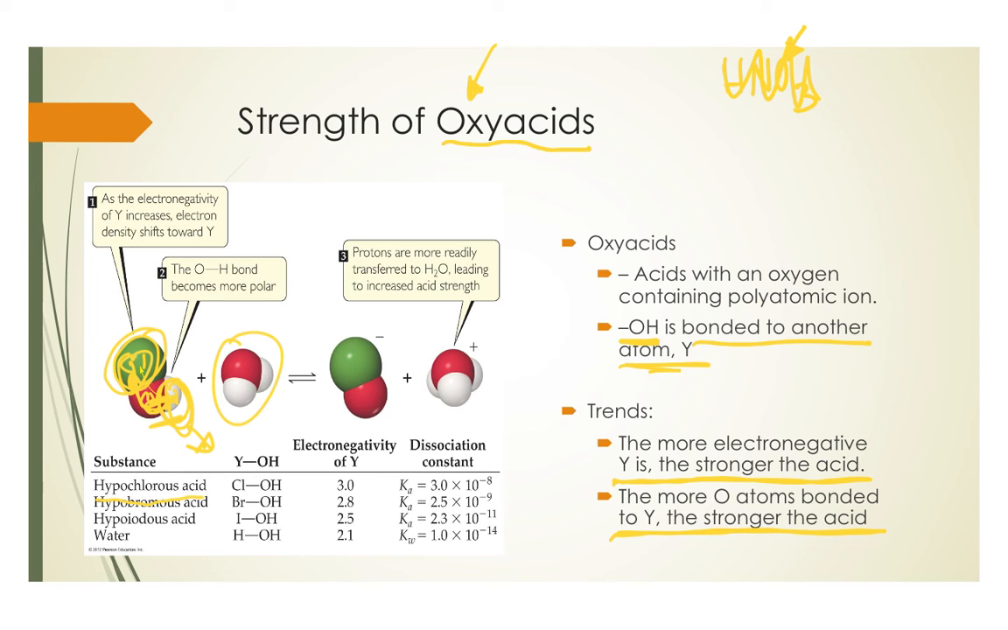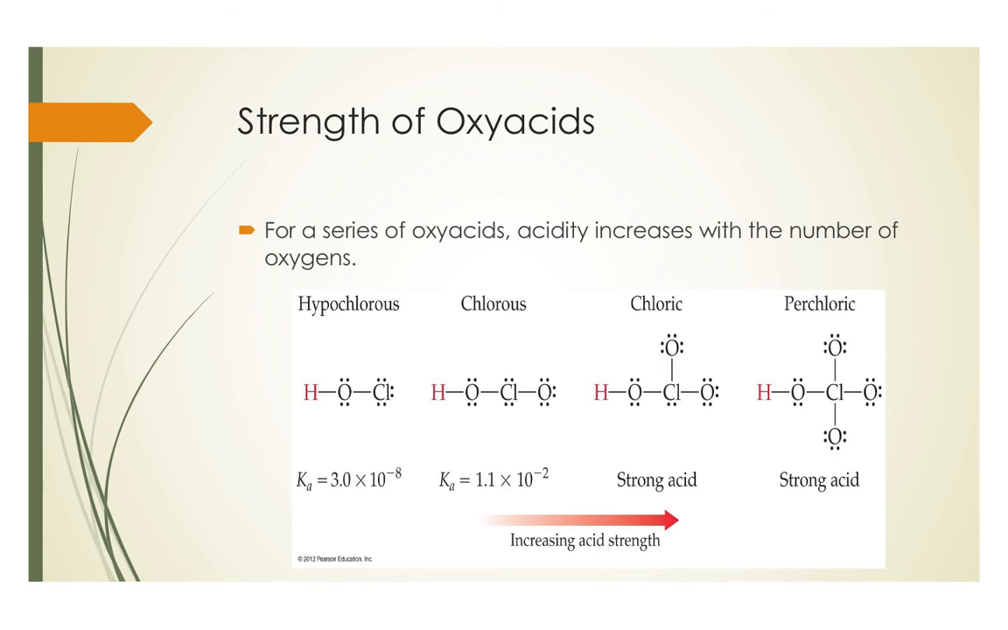Okay. The second thing that happens is that the more oxygen atoms we have bonded to the Y, the stronger the acid. The reason for that is because oxygen itself is a fairly highly electronegative substance. So you have highly electronegative oxygen, which makes it easier for the electrons that are here on the hydrogen to be pulled towards the oxygen. If you add something else that's very highly electronegative to that, that pull gets even stronger, which means that it's easier for that hydrogen to pull off.